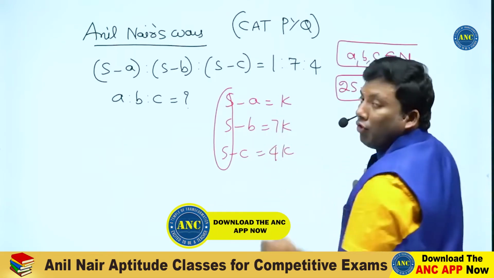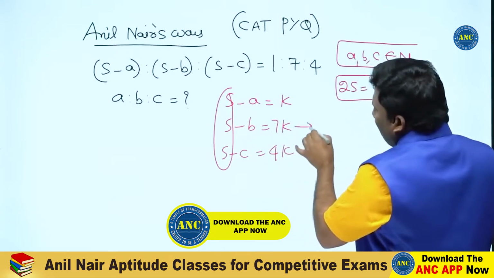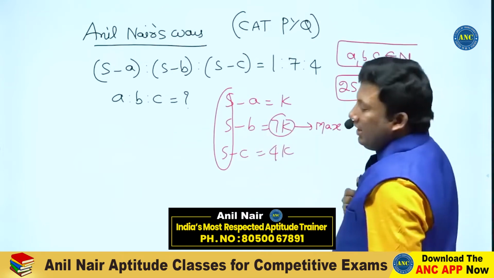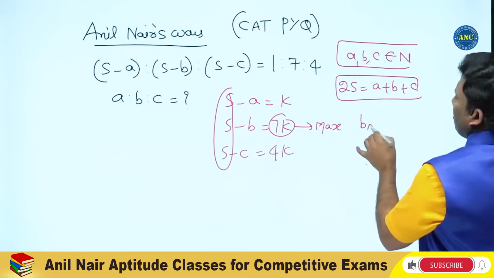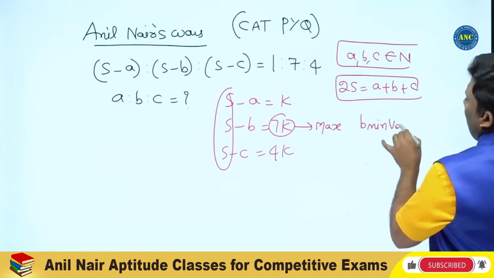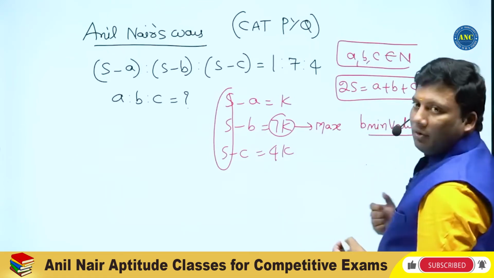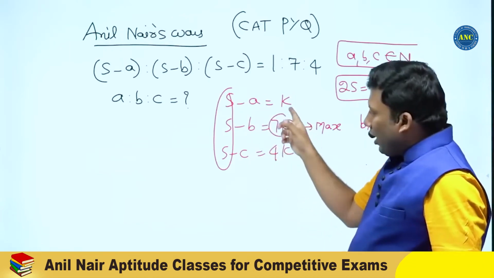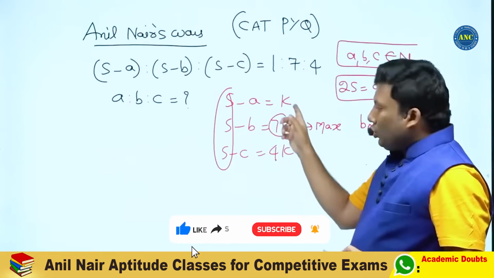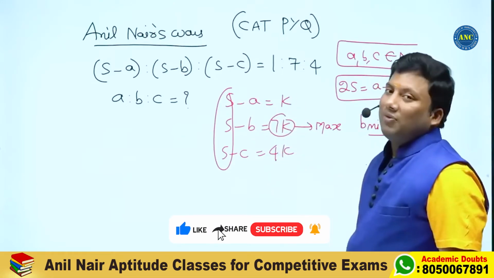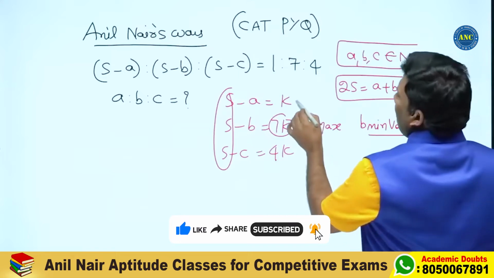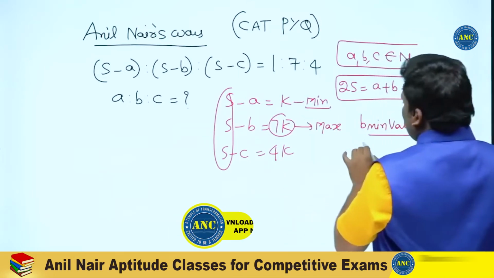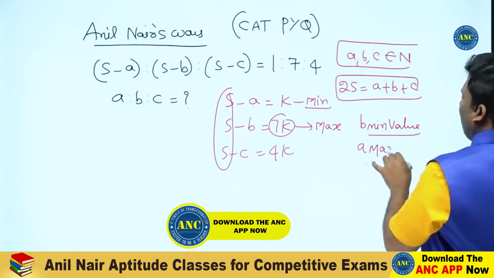K, 7K, 4K. What is maximum? 7K, it is maximum. Right hand side, it is maximum. Left hand side, it is minus B. That means B should have a minimum value. S minus A is equivalent to K. They are all natural numbers. So 1, 7, 4, 2, 14, 8, 3, 21, 12. Are you all with me? What is minimum? K is minimum. If this is minimum, what should be A? A should be a maximum value.